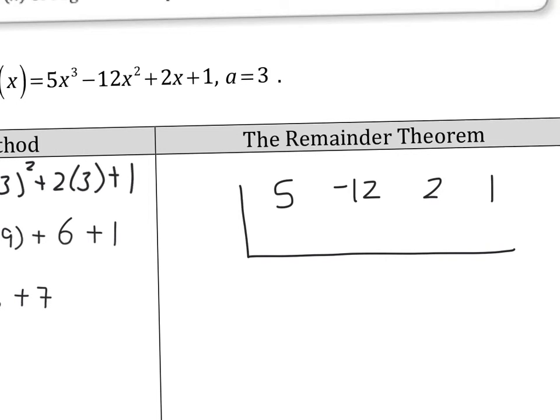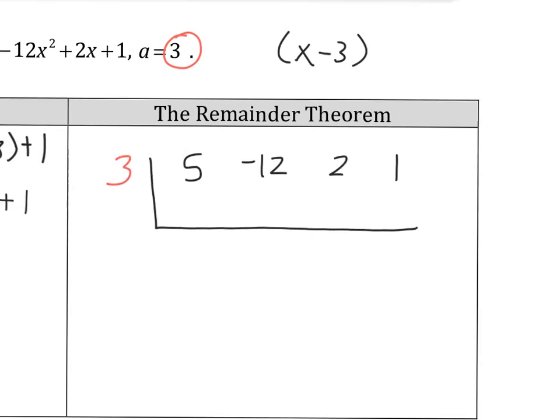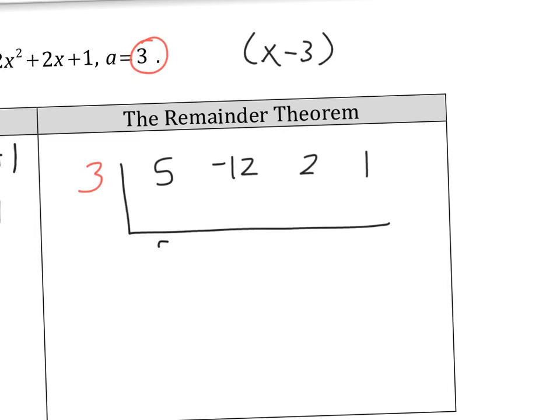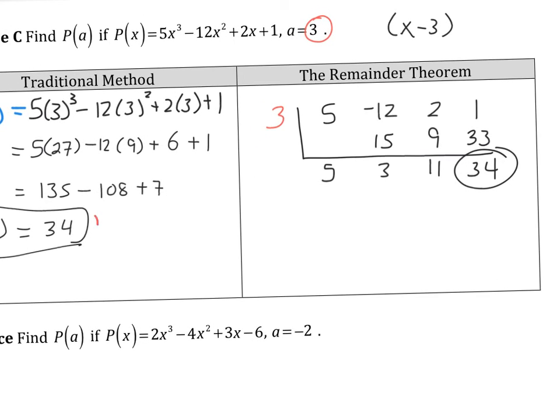But what we're doing is we are going to take exactly this number and place it right there. So essentially what I've just done is I'm dividing by x minus 3. Remember, we take the opposite of that and we put it in. Okay, so now I just do exactly my synthetic rhythm. So I bring down the 5, multiply out to get 15, bring this down to be a 3, multiply that out to be a 9, bring down my 11, bring over my 33, add those together, and what did I get? 34. Notice over here, I got 34.